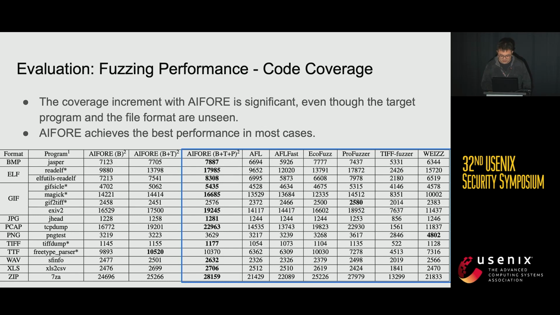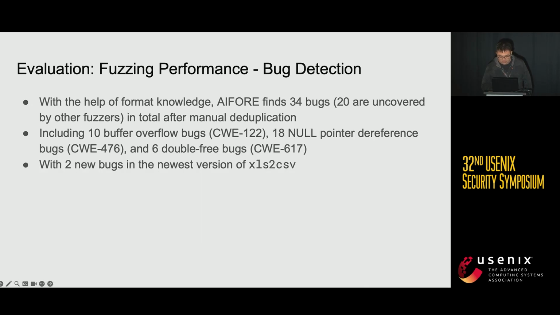For the fuzzing performance, we compare AIFORE with 6 fuzzers, including format-aware fuzzers, format-unaware fuzzers, and power scheduling optimization fuzzers. For each target program, we run all fuzzers for 24 hours, 5 times. AIFORE achieved the best performance in most cases. The first 2 columns show the results with only the boundary module, or the boundary and type modules enabled, which is used for the ablation study later. With the help of the format knowledge, AIFORE finds 34 bugs, 20 of which are uncovered by other fuzzers in total after manual deduplication.